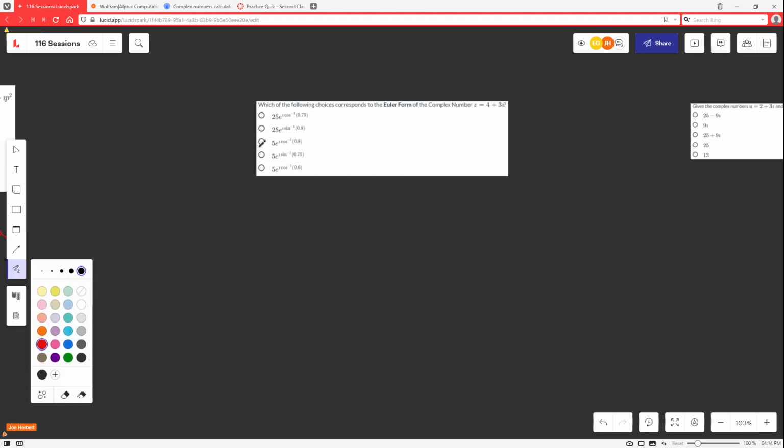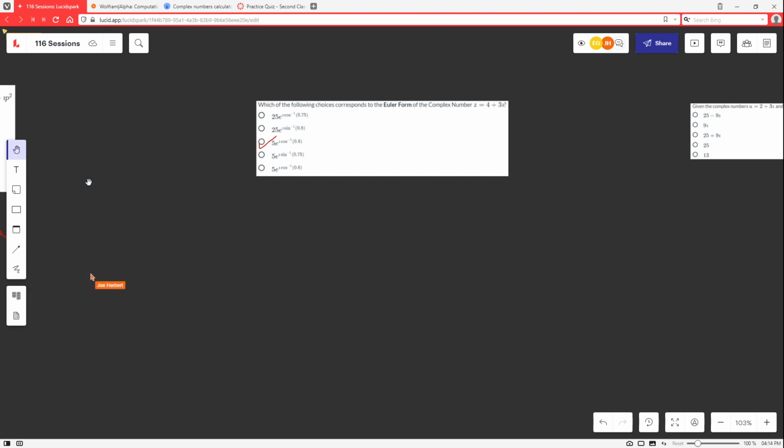I get this. That is huge. We want this one because it's the one that matches the polar form theta. Euler form and polar form are linked in that way, in that the theta, which is in the exponent, will always match. Next one.